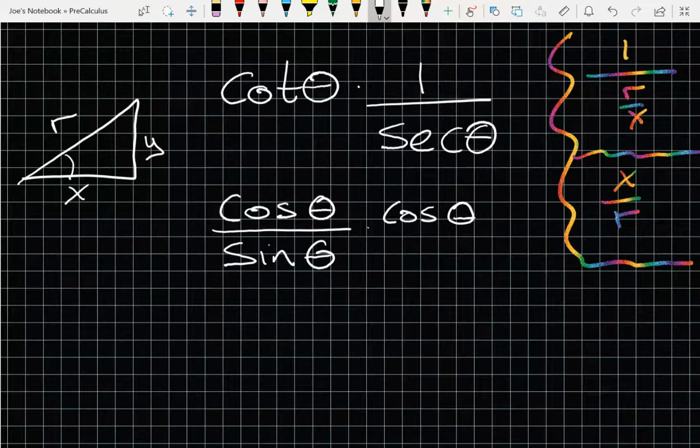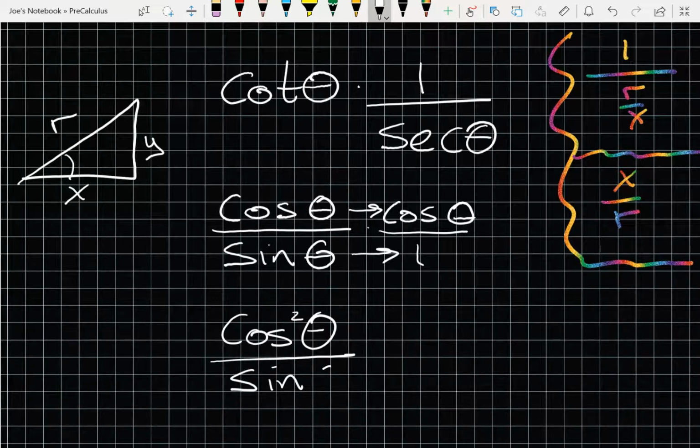So now let's just put the 1 in there because it's not necessary, but so you can see you have a product. Now we're just going to multiply that by that and that by that. What does that give me? That gives me cosine times cosine, which is cosine squared theta over sine of theta. And for now, we're just going to stop there.